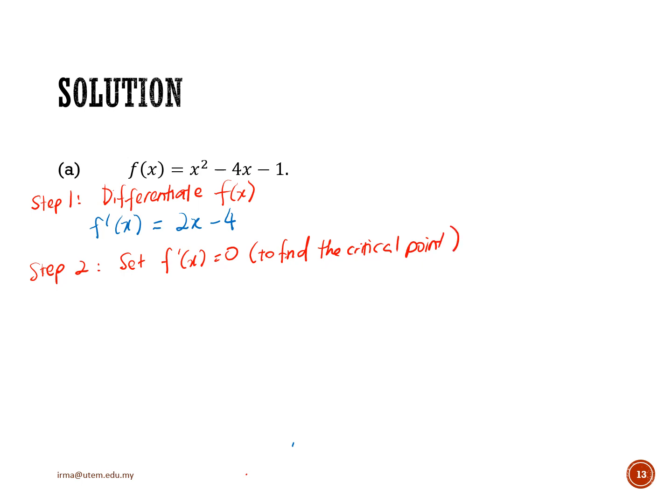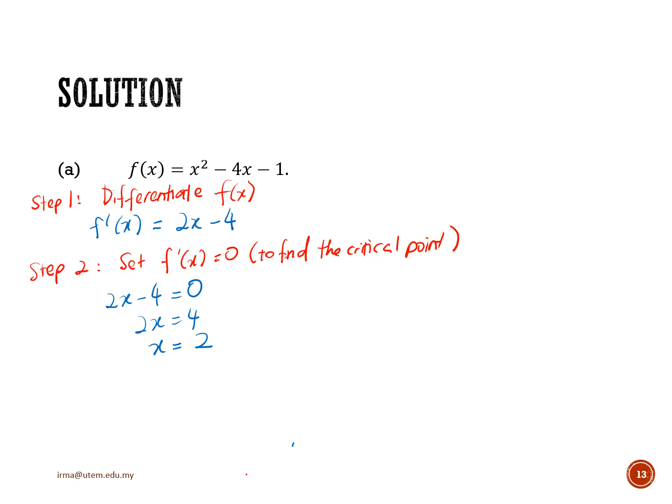So when we set f prime x equal to 0, we have 2x minus 4 equal to 0. So you will have 2x equal to 4, so x equal to 2. Alright, so this is our x, or our c, the critical point.